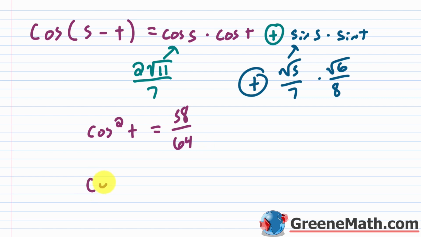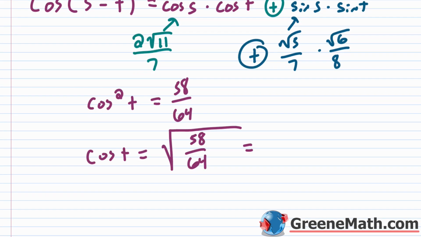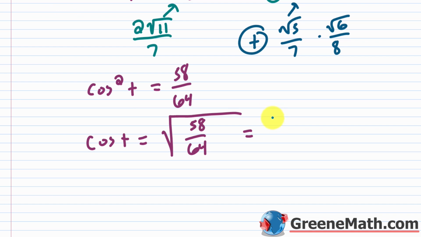Okay, so the cosine of t is equal to, let's say the principal square root, because again, we're in quadrant 1, of 58 over 64. So this equals, let me slide down here a little bit. We'll say the square root of 58 over the square root of 64.